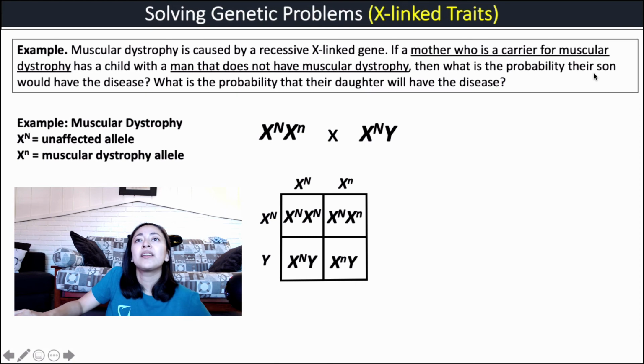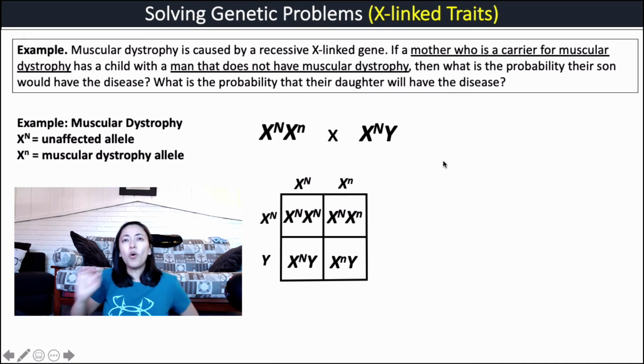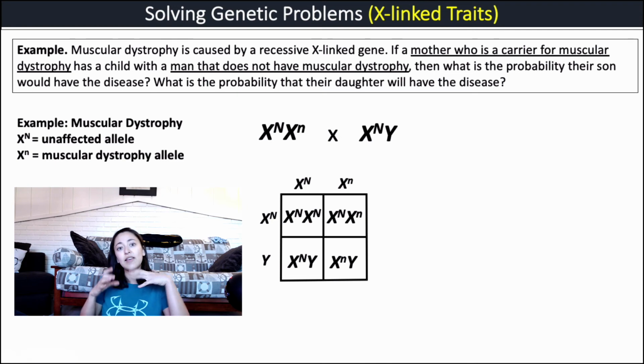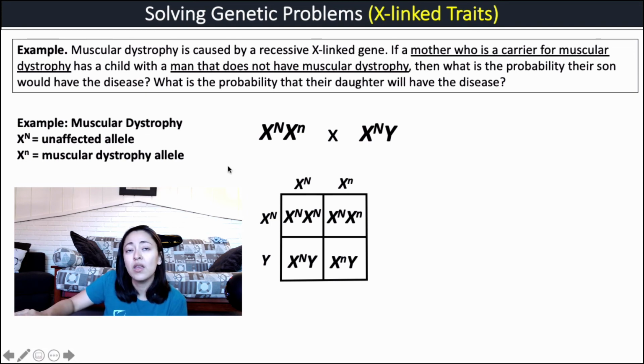Then what is the probability their son will have the disease? And what is the probability that their daughter would have the disease? Okay, so I'm always going to ask this question in the same way. I want you to be focusing on, if they had a son, what would be the probability that he would have the disease? And if they had a daughter, what would be the probability that she would have the disease? All right, so you set this up just like we did before.